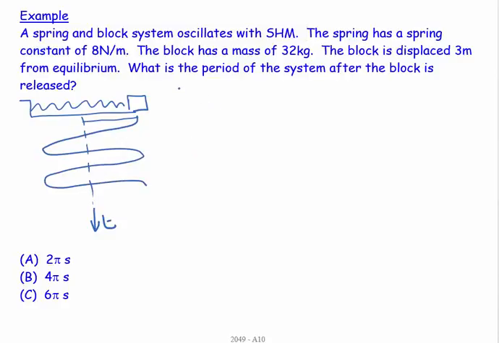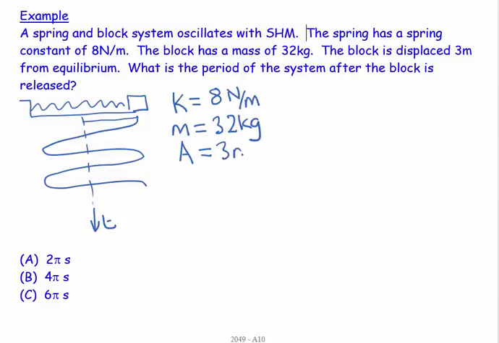What do we know? Let's do our table of things. So we can say that k is equal to 8 newtons per meter. That's the spring constant. We can say that the mass of the bob, m, equals 32 kilograms. And we can say that this maximum displacement, the amplitude, is equal to 3 meters.